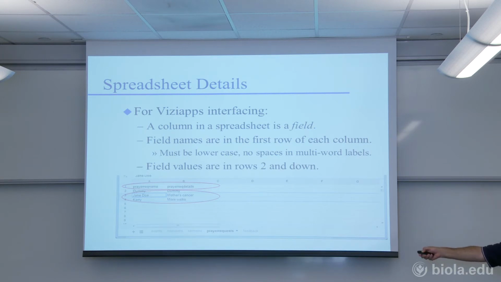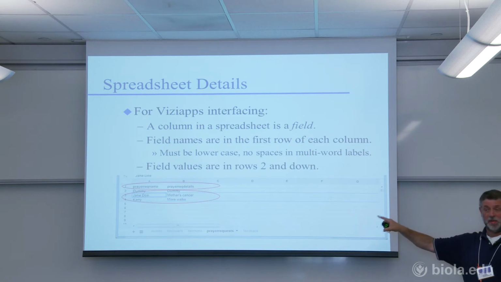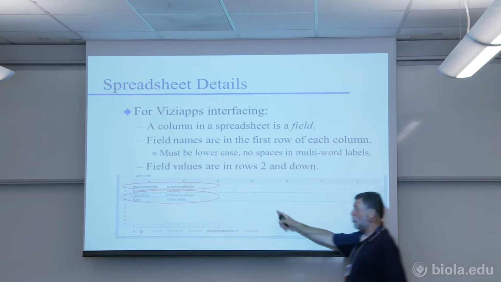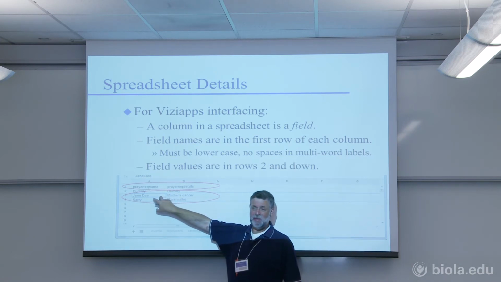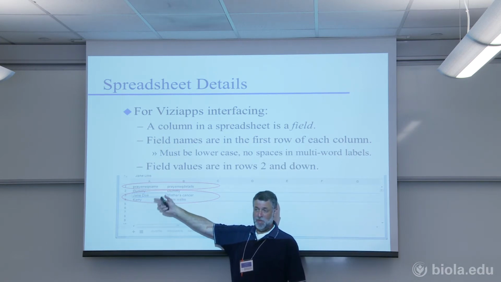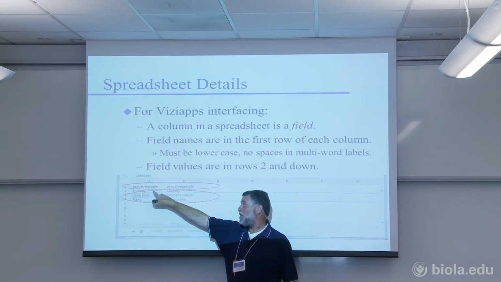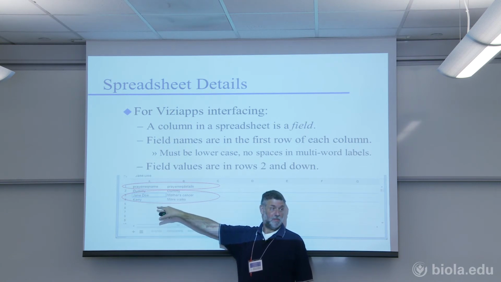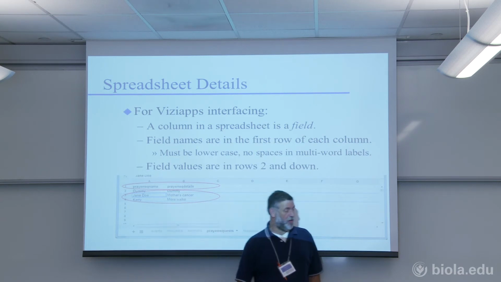You notice row 2 says dummy, dummy, because you cannot have a blank record starting off. In other words, the first row has to have something in it, even if it's just make-believe data. If you leave these two blank, you'll get an error. And then after this, we start getting real entries.